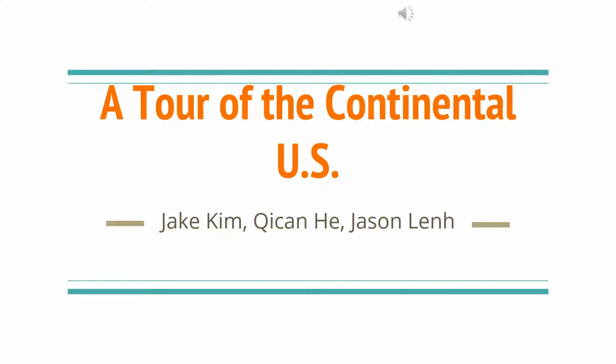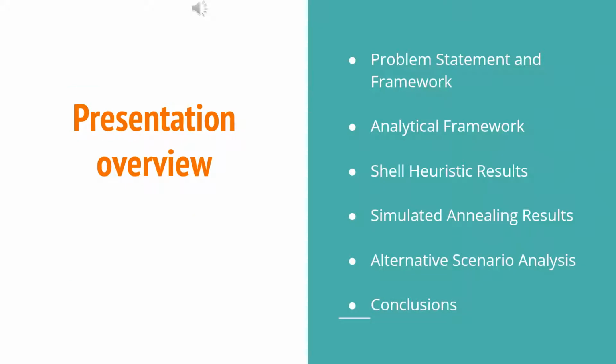Alright, in this presentation, we're going to look at how to optimally tour the continental US. We'll start by establishing the framework and premise of the tour optimization problem. Then we'll introduce the mathematical and computational concepts behind our analysis, and we'll present the results of applying the shell heuristic as well as simulated annealing to two of our data sets. An analysis of possible alternative scenarios will follow, and we'll finish with the conclusion of our analysis, including our chosen tour and justification for our selection of it.